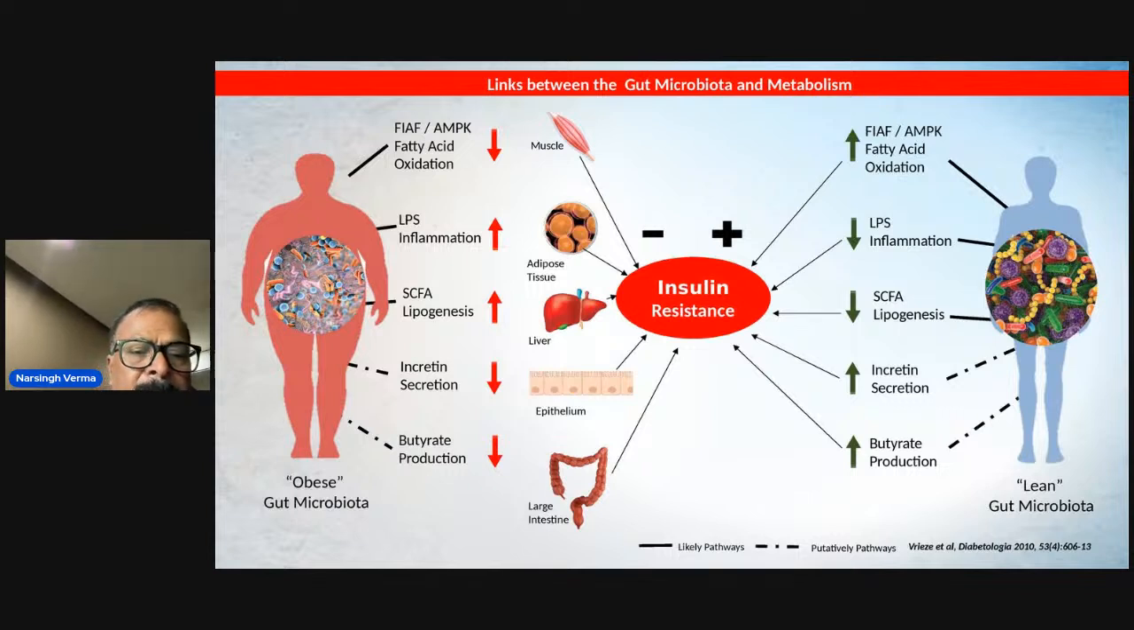dysbiosis, and then the person will gain more weight. Again, AMPK activity is decreased, LPS inflammation has increased, SCFA has increased, and lipogenesis is rising. It will also have an impact on incretins: incretin secretion will go down, and butyrate production will go down, and this will make a person obese, while the other mechanisms which I taught in the beginning are involved in making the lean person.